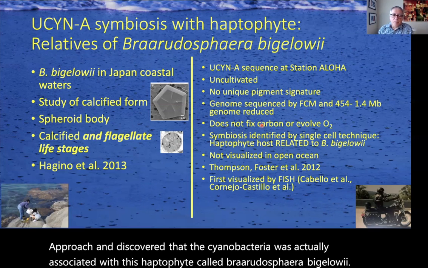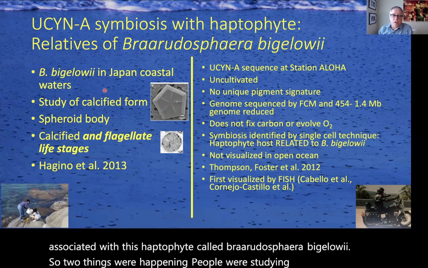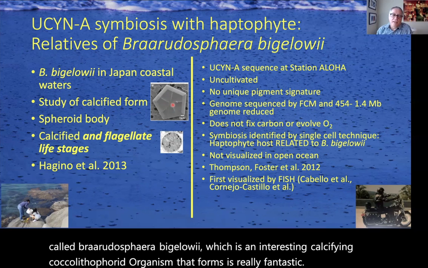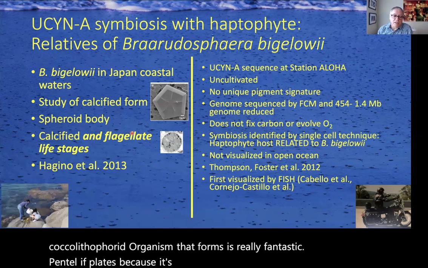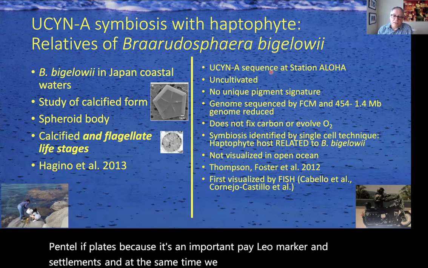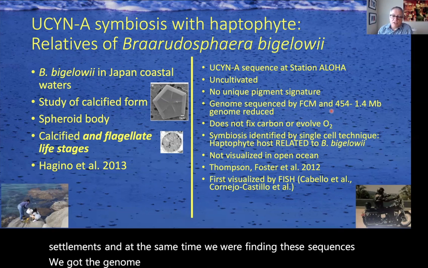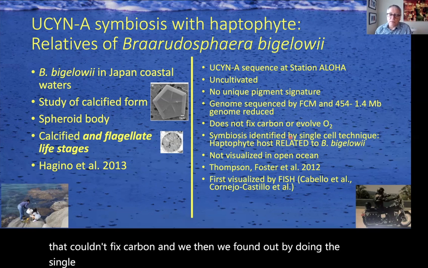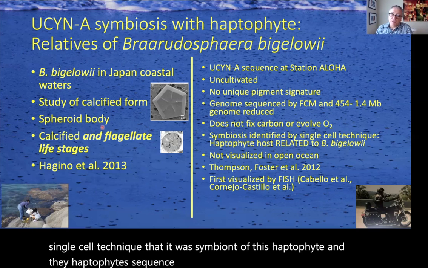So two things were happening. People were studying this thing called Braarudosphaera bigelowii, which is an interesting calcifying coccolithophore organism that forms these really fantastic pentalith plates, because it's an important paleo marker in sediments. And at the same time, we were finding these sequences. We got the genome sequence, found out it's a really small genome, that it couldn't fix carbon. And then we found out by doing the single cell technique that it was a symbiont of this haptophyte, and the haptophyte sequence was similar to this sequence that Kyoko Hagino had been studying, and others.